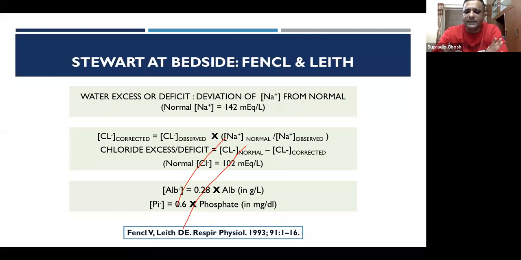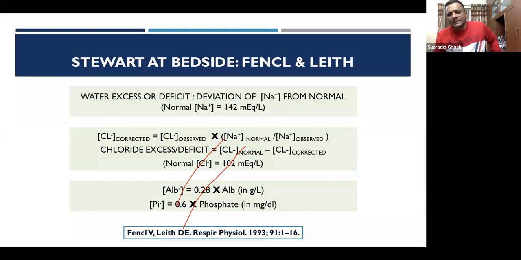So if the corrected chloride is anything changed from 102, if the chloride is high, what will happen? The sodium and chloride will come closer together. The SID will reduce, leading to metabolic acidosis. So if your corrected chloride is more than 102, that means there is a metabolic acidosis because of hyperchloremia. Similarly, if your corrected chloride is less than 102, that means there is a metabolic alkalosis because of hypochloremia, which we see frequently after frequent episodes of vomiting.